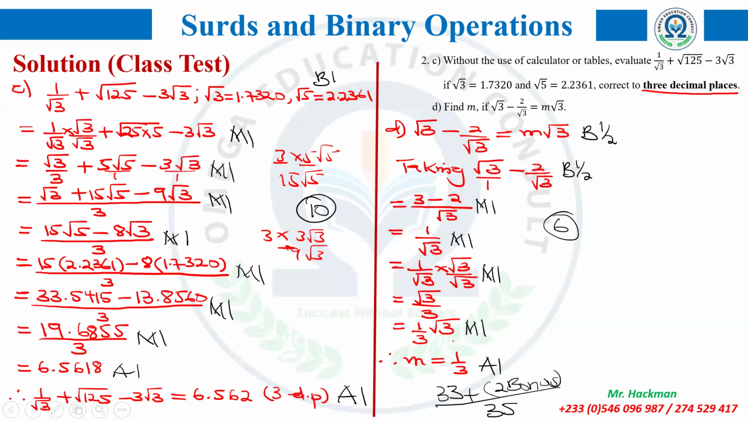I'm done. So in all, if you sum, this will be 6. If you sum, your total must be 33. However, I'm giving 2 bonus marks, and this is how I would distribute the bonus marks.